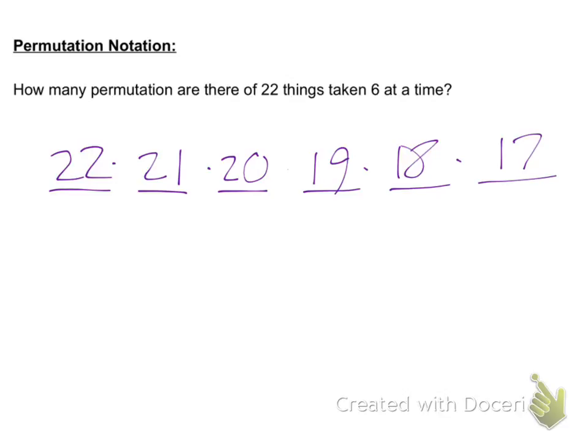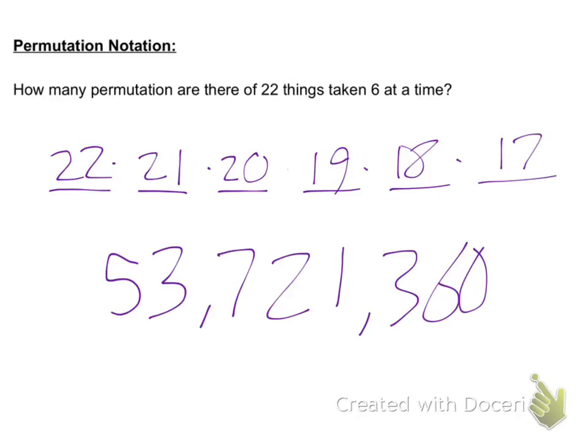So if you take your calculator out, what do you get? You should be able to get 53,721,360 permutations of that. It gets large really quickly. Well, here's the thing. I don't know how many people want to sit there and actually do 22 times 21 times 20 times 19. We had to do that on one of our quizzes, right?